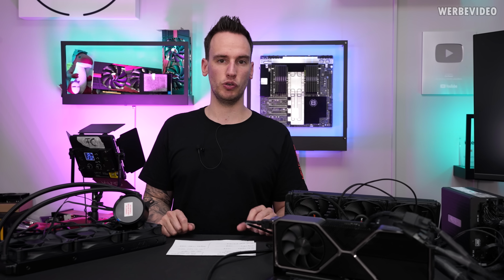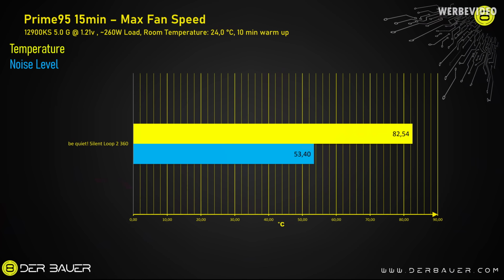For further evaluation of the cooling capacity, I decided to run the second test on full fan speed. That is Prime95 with a duration of 15 minutes, again with a 10-minute warm-up.